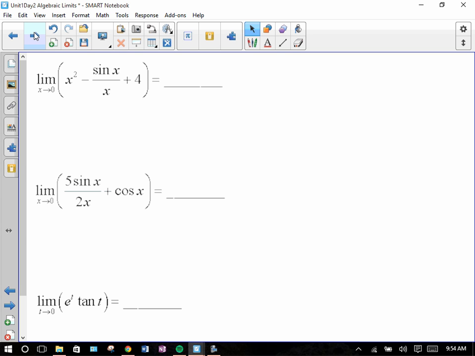How would I figure out the limit if it says limit as x approaches 0 of x squared? Good, it's 0. Do I know the limit as x approaches 0 of sin x over x? 1. Do I know the limit as x approaches 0 of 4? 4, which is a constant. So I know the limit of this, this, and this. It almost seems like if I could break it up, how would you get the answer?